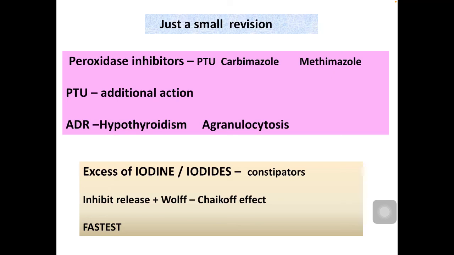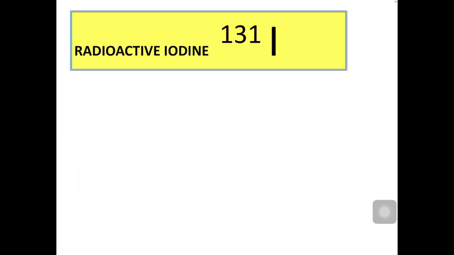So this is a small revision. You know this. Peroxidase inhibitors are propylthiouracil, carbimazole, methimazole. Propylthiouracil has the additional action of inhibiting the conversion of T4 to T3. Adverse drug reactions are hypothyroidism and agranulocytosis. Excess of iodide or iodine produces thyroid constipation, and it has the fastest onset of action.